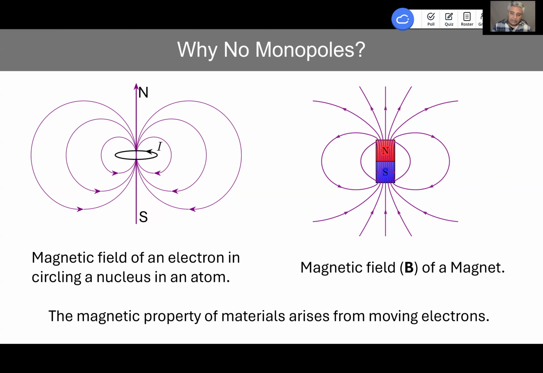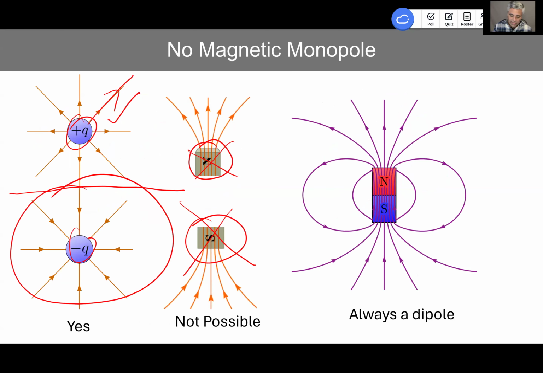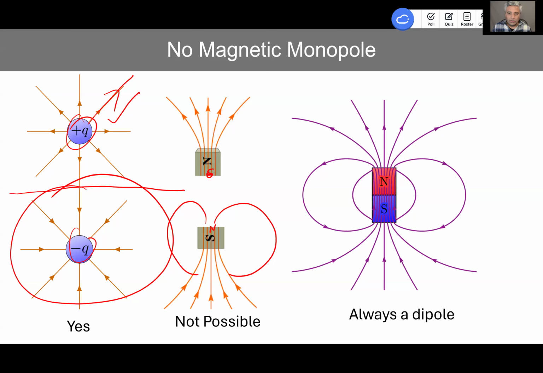If we keep breaking this magnet, no matter how small we break it, we're going to have a north and south pole right there. There is a south and there's going to be a north pole there, and it's going to look like this, okay? So every piece acts like it has both poles, no matter how small it is.